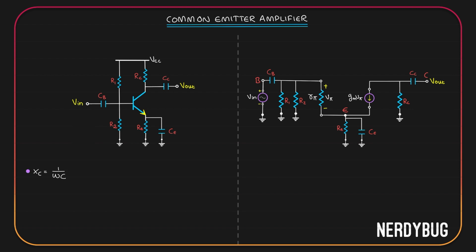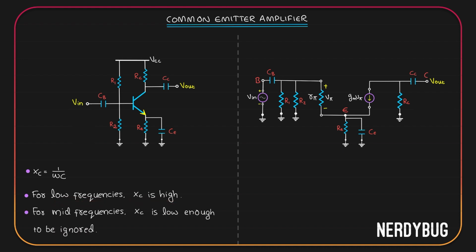We know capacitive reactance XC is given by 1 by omega C. It depends on omega, the frequency of the signal. If the frequency is very low, capacitive reactance will be high. If the frequency is higher, capacitive reactance will be smaller. So we can say that for low frequency signals, XC is high. For mid-frequency signals, that is higher than low frequencies, XC is low enough to be ignored.